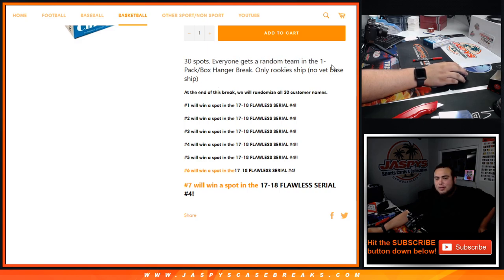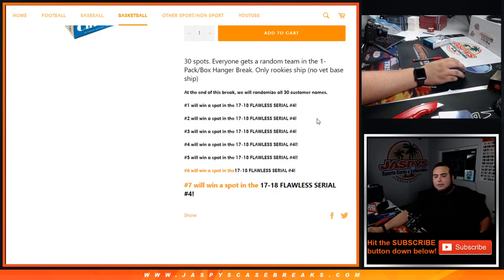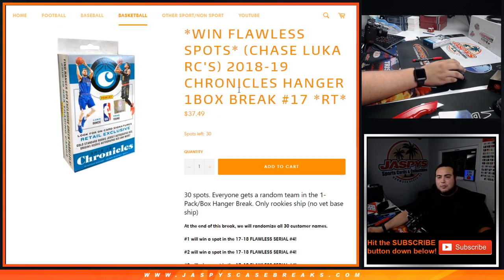Everybody gets a random team in a one-pack break, a pack of Hangar. Remember, guys, only rookies ship, no veteran base cards. And at the end of the break, we'll randomize customer names again in a separate dice roller. The top 7 out of the 30 customer names in that randomizer will win a spot in the serial number break. So let's do the break first itself. Good luck.